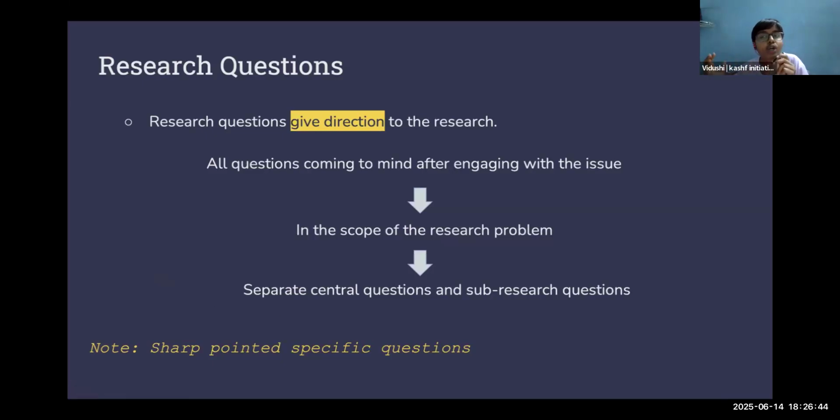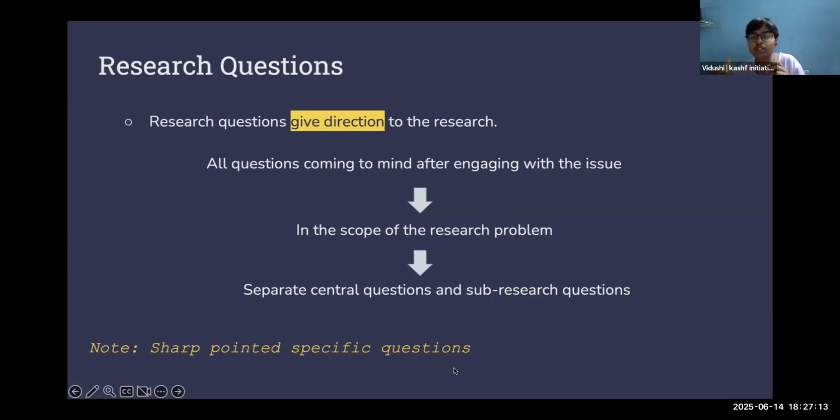And then, not all questions can be answered by a PhD research in general, or any research in particular, no matter the resource constraints and the time constraints. So you select the questions that really bother you about that issue, and you pick from those questions, and those become your research questions. And they define the scope of the research problem. What is the scope of your research going to be about?